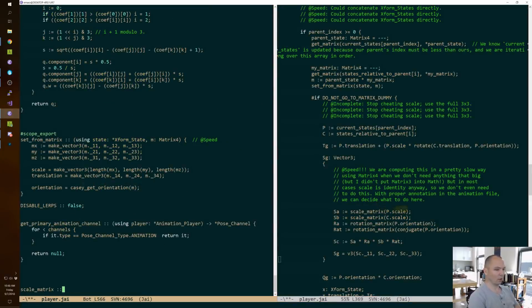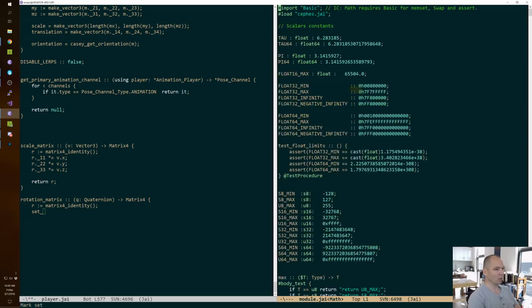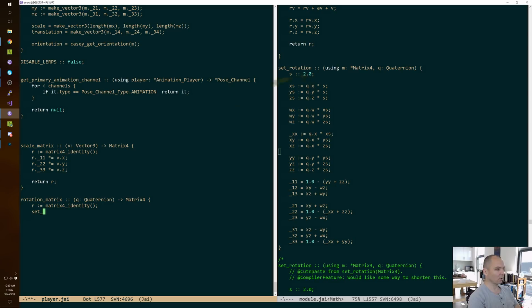So scale matrix is v vector 3 to matrix 4. Result, or let's call it R matrix 4 identity. R.11 times equals v.x. Return R, right? This is YZ, and this is 2, 2, 3, 3. So we're multiplying the diagonal elements of the matrix by the scale vector to essentially convert scale vector up. Okay, and then rotation matrix from a quaternion is just, well, we have a helper function for that. We have set rotation. We were just looking at that. Set rotation of R and the quaternion and return R. So there's that.